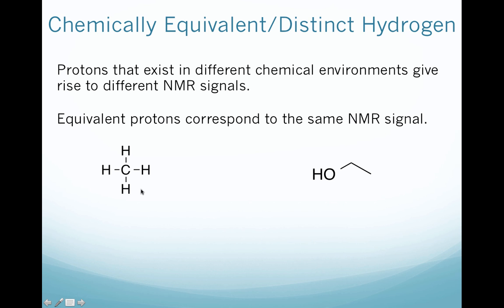So first, if we look at methane, there's 4 hydrogen around this carbon, but all 4 of these are completely identical. So these are 4 chemically equivalent hydrogen. Since they're all chemically equivalent, methane, which is this compound, is only going to have 1 signal in the NMR. And that 1 signal is going to correspond to 4 hydrogen.